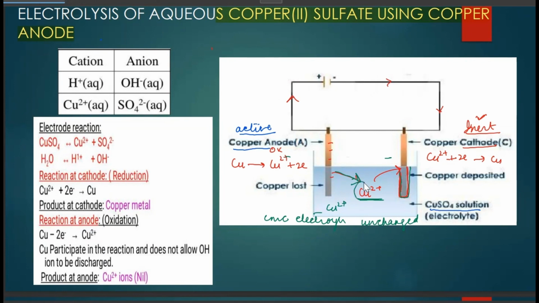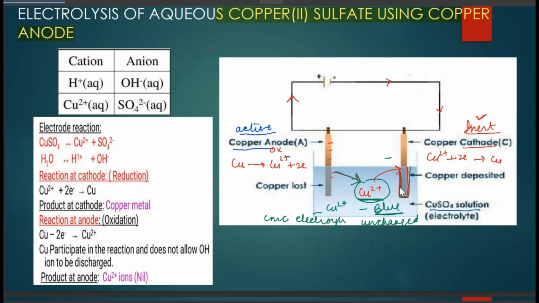But here the copper ion concentration remains unchanged because the ions are jumping from the anode, and the same ions are going towards the cathode. So the concentration of the copper ions remains the same, जिसकी वजह से इसका ब्लू कलर जो होगा वो intact रहेगा, blue color fade off नहीं होगा. So this is one of the observations.